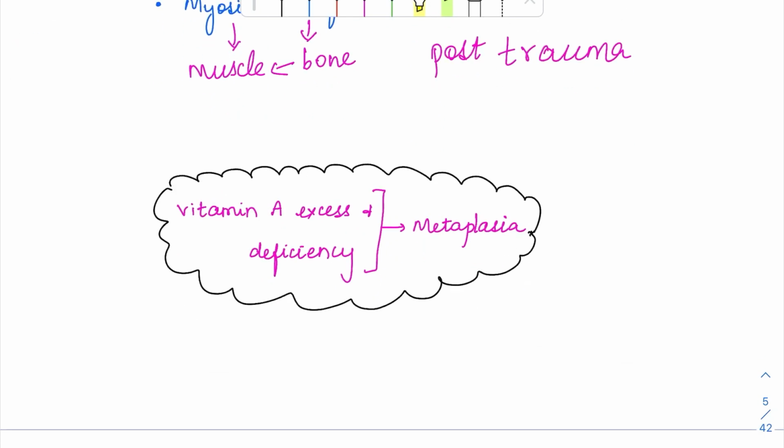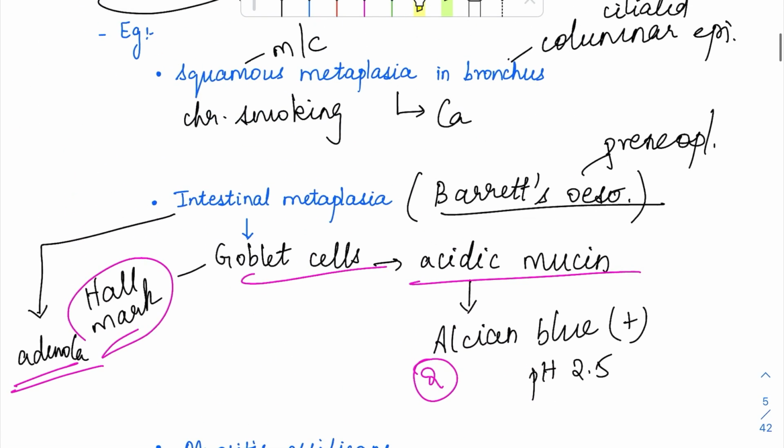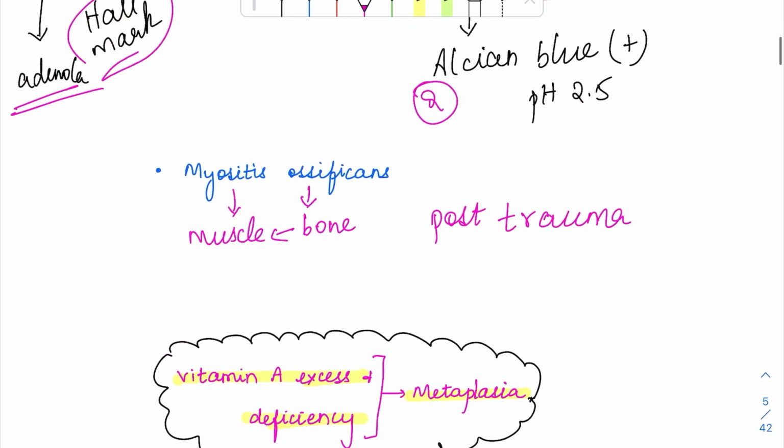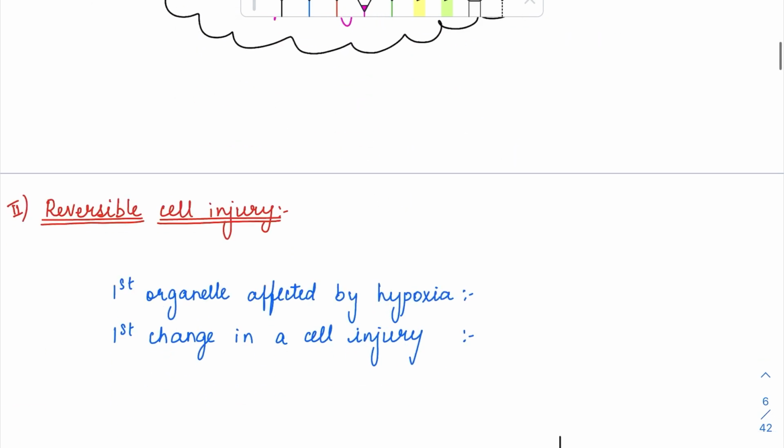One other thing is that both vitamin A excess and vitamin A deficiency can lead to metaplasia. The squamous metaplasia I was mentioning, here again it can be due to vitamin A deficiency. So vitamin A deficiency can again lead to this kind of squamous metaplasia. So remember, both vitamin A excess and deficiency lead to metaplasia.